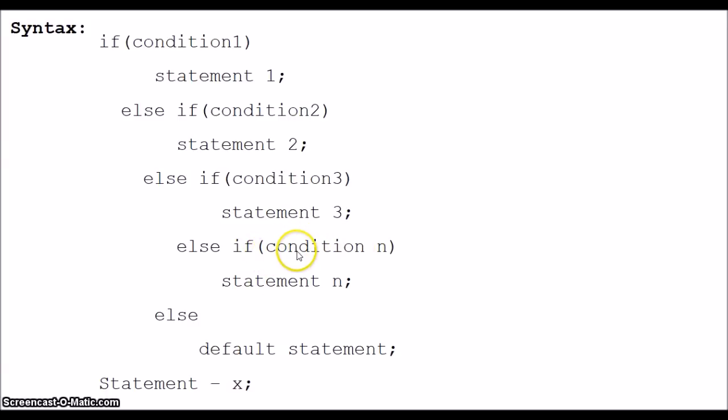If condition n is also false, then the control directly comes to the else part where it is going to execute the default statement. That is, if none of the conditions are true, condition 1 is false, condition 2 is false, condition 3 is false, and so on up to condition n being false, in that case it comes to the else part where it is going to execute the default statement. Once any of the statements are executed, the program execution continues from statement X.